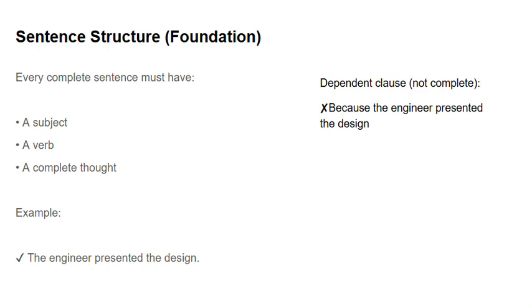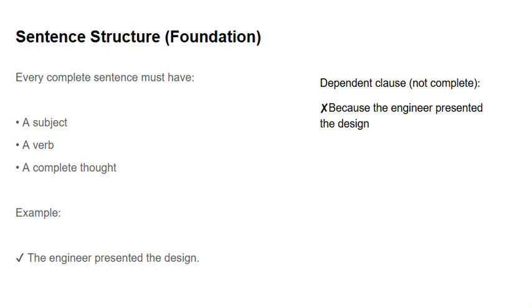So the foundation of all this is each complete sentence must have a subject, a verb, and a complete thought. The example of this is: The engineer presented the design. That's a complete thought. It has a subject and it has a verb, okay?